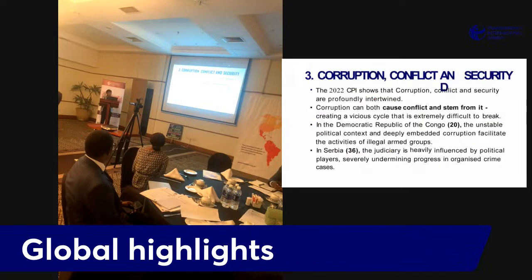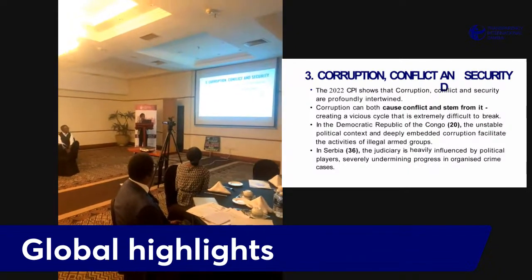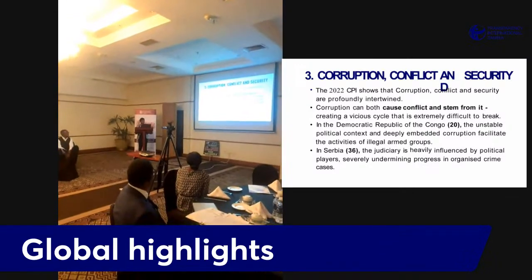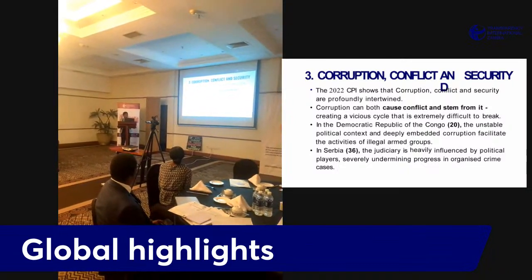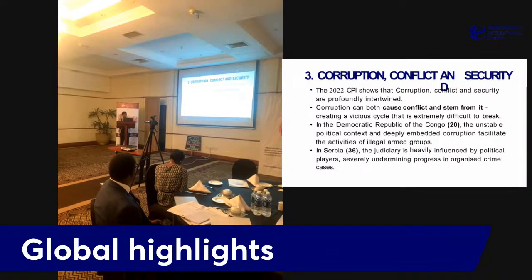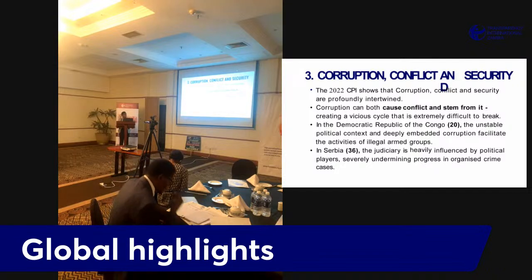So delving deeper into this CPI's theme, which is corruption, conflict, and security, what the 2022 CPI is showing us is that corruption, conflict, and security are interrelated and intertwined. So we are seeing that corruption can be two things. It can be a cause of conflict, but it also is a result of conflict. And this forms a vicious circle which is very difficult for countries to break.